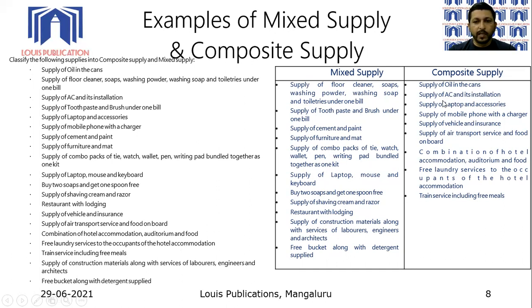Supply of oil in cans, AC and its installation, laptop and accessories, mobile phone with charger, vehicle and insurance, and air transport service and food on board are composite supplies. Then we have the combination of hotel accommodation, auditorium, and food, which is an example of composite supply. Free laundry service to the occupants of the hotel accommodation is a composite supply. And train service including free meals is a composite supply.